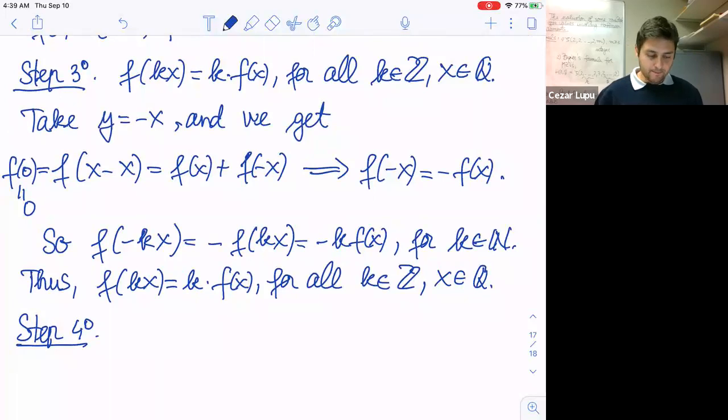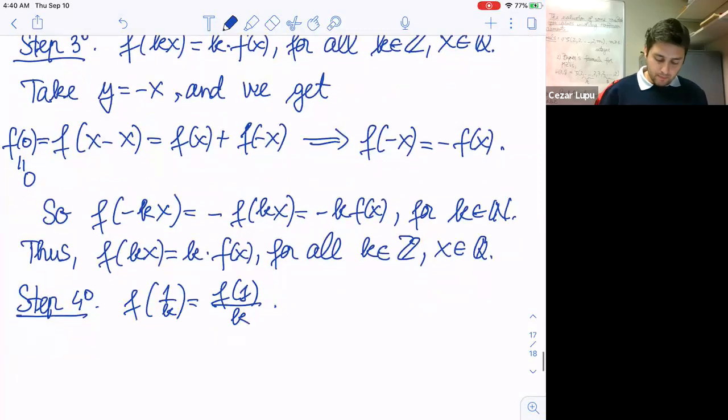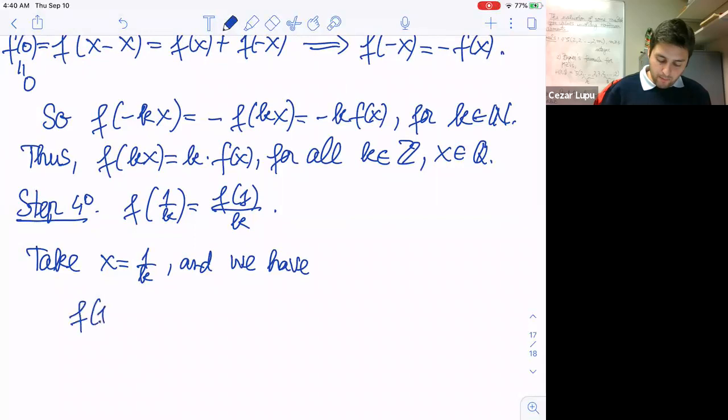We want to show that f of 1 over k is nothing else than just 1 over k times f of 1. That's what we want to show. Well, that's easy. Take, let's say, x to be 1 over k. And we have, let's write this, f of 1. This is f of k times 1 over k.